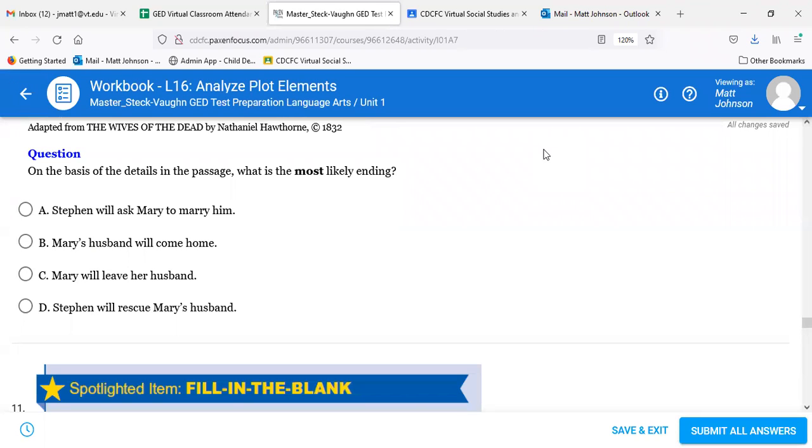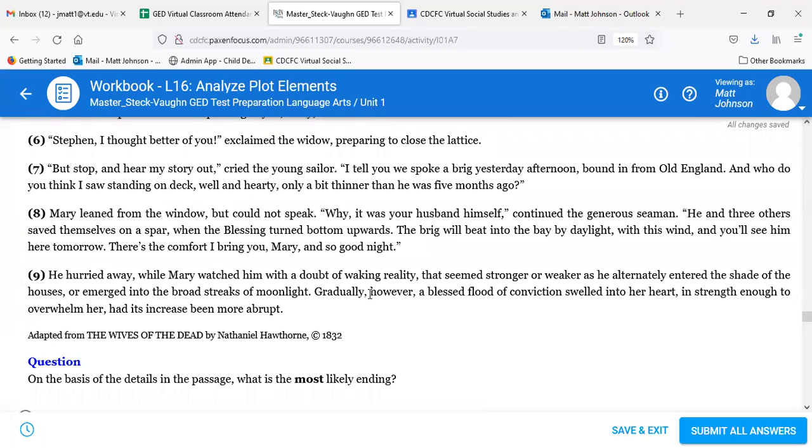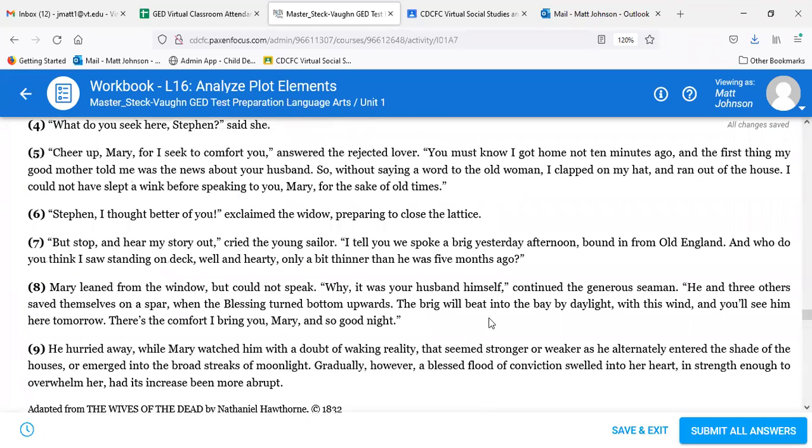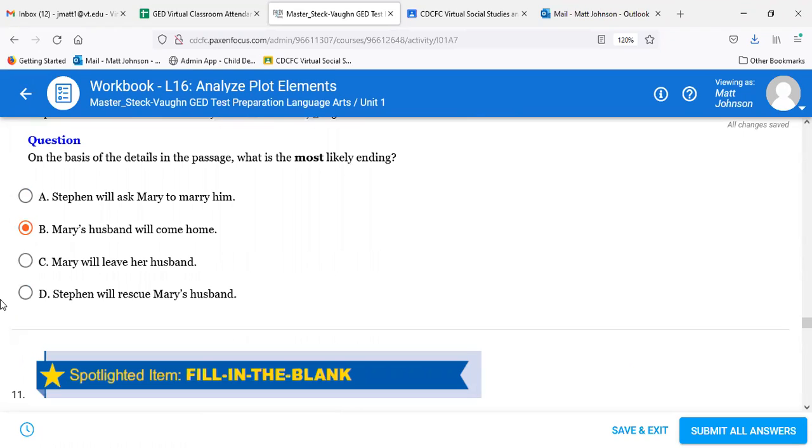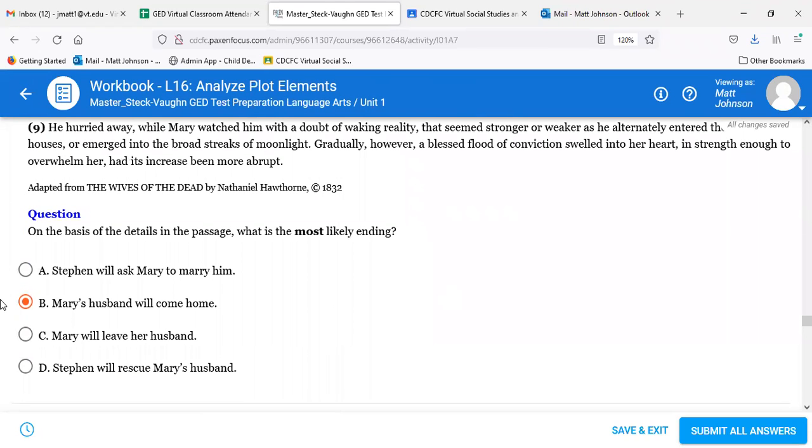Is it the D? B. B, yeah, B as in boy. So Mary's husband will come home. And it mentions here that the brig will beat into the bay by daylight with this wind, and you'll see him here tomorrow. There's comfort I bring you, Mary. So he's saying that he'll probably be home tomorrow. So B as in boy there. That's the most likely ending. That's what's going to happen after this.